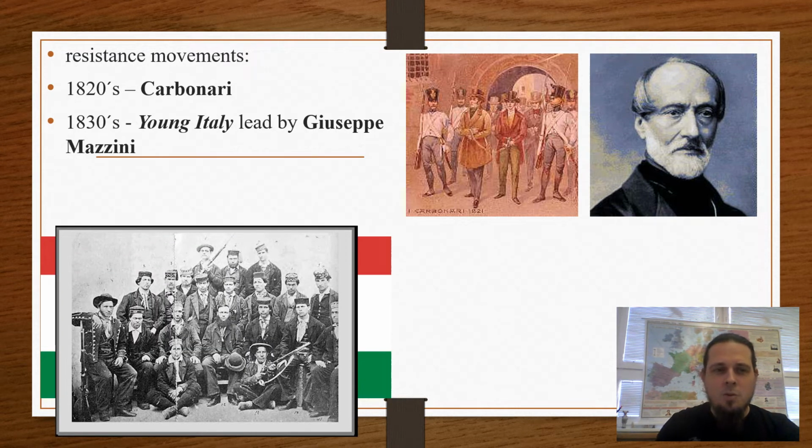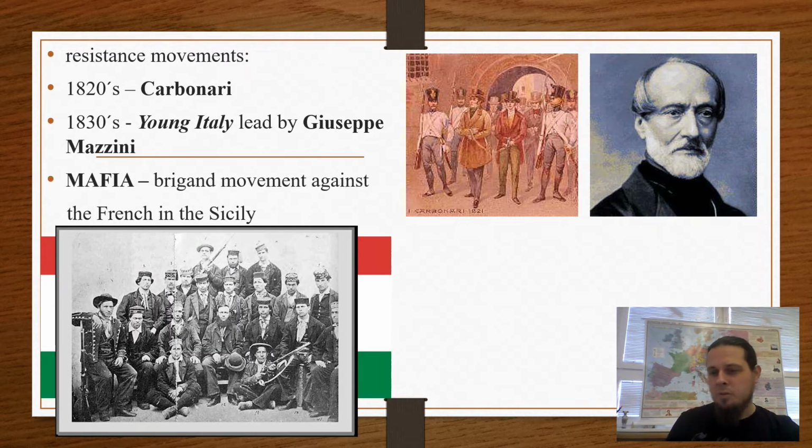Not like this. For example, one of the movements appeared in the southern Sicilian kingdom, the kingdom of Naples, where they started a movement called Mafia. Mafia was a kind of brigand movement against the French in Sicily. So it started with the occupation of these lands, and when the French were present, they started to fight them.